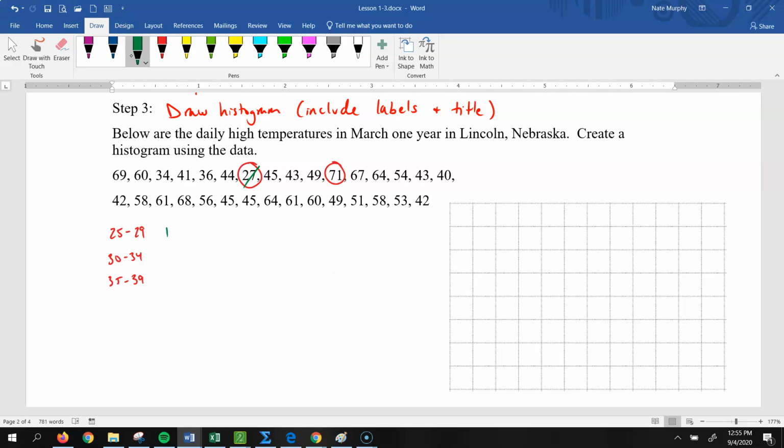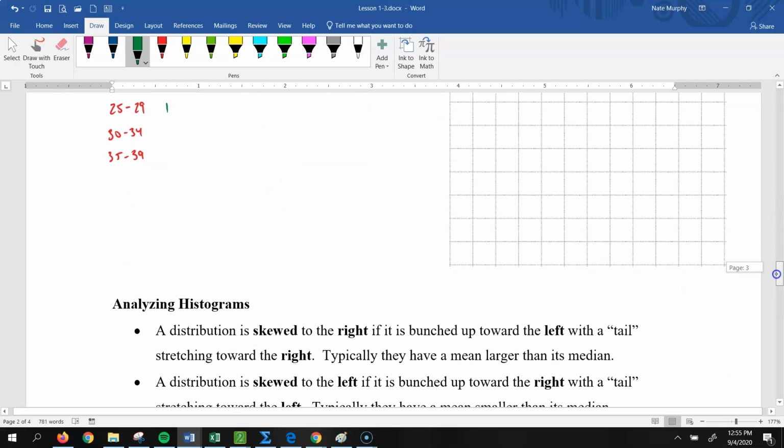And do it that way. So it's just your choice, but those are a couple different methods you could use. So what you're going to do is you're going to do that, and then you're going to go over here. You're going to create a histogram.